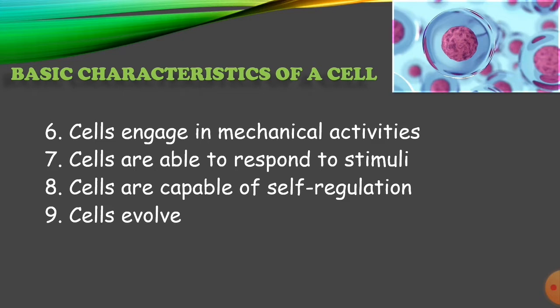7. Cells are able to respond to stimuli. Organisms constantly sense changes in their surroundings and make controlled responses to those changes. 8. Cells are capable of self-regulation. Cells are strong and healthy because they are protected from dangerous fluctuations in composition and behavior. But in case of any fluctuation, feedback mechanisms are activated that help the cell return to the appropriate state. 9. Cells evolve. Evolution is not simply an event of the past, but an ongoing process that continues to modify the properties of cells that will be present in organisms that have yet to appear.